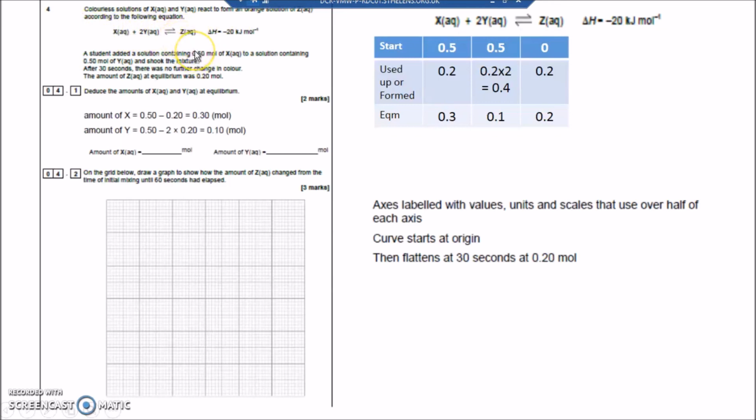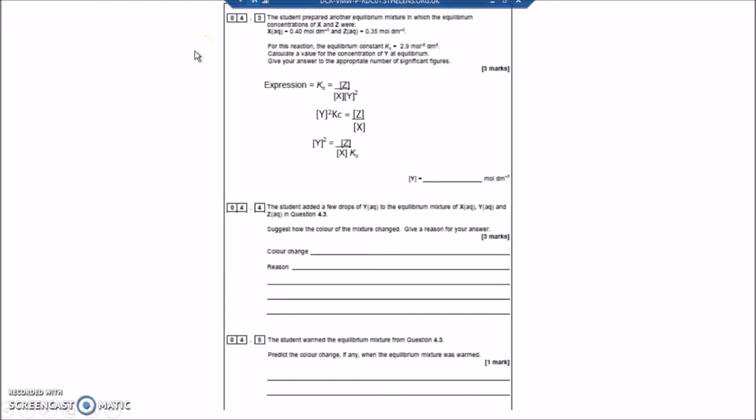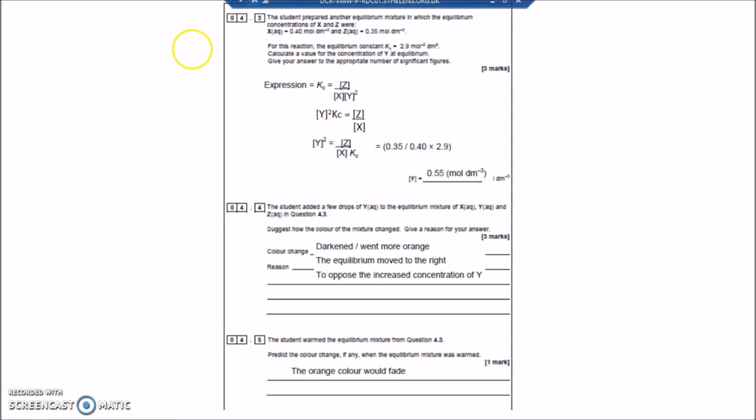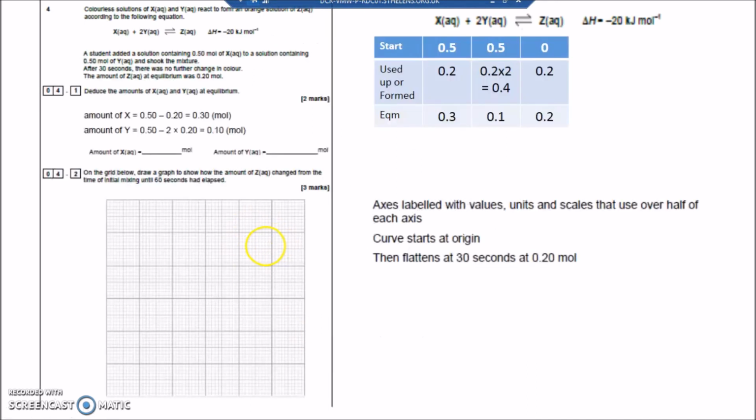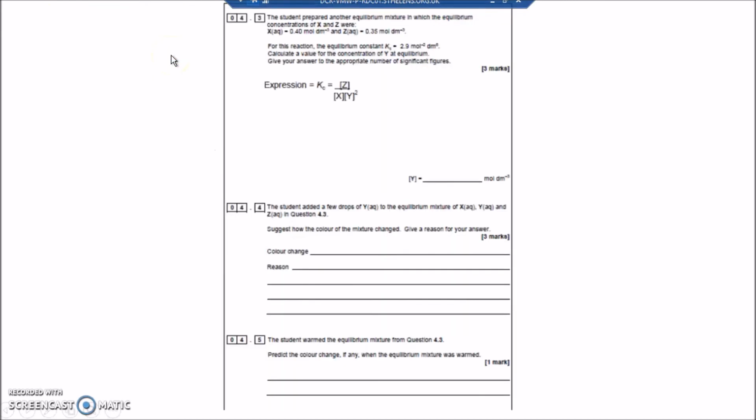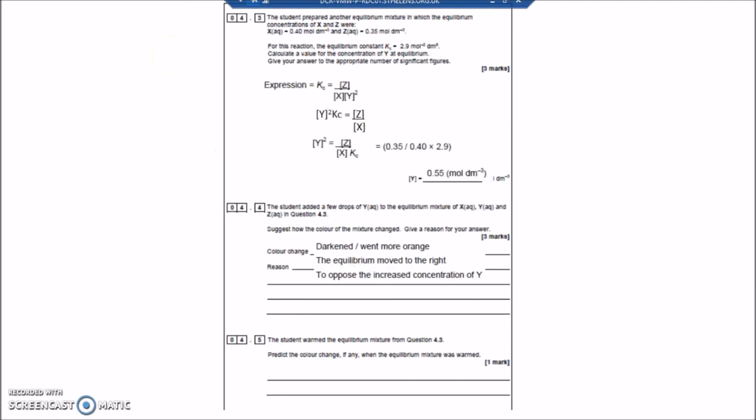So if I provide heat for it, it says here, what would happen when the student warmed the equilibrium mixture, so provided heat. So by Le Chatelier's principle, the equilibrium will shift to try and reduce the amount of heat, oppose the change, and lower the temperature. And it would lower the temperature not by going to the right hand side, that's exothermic, but by going to the left hand side and lowering the temperature of the surroundings. These are colourless, therefore the solution would start to fade in colour.